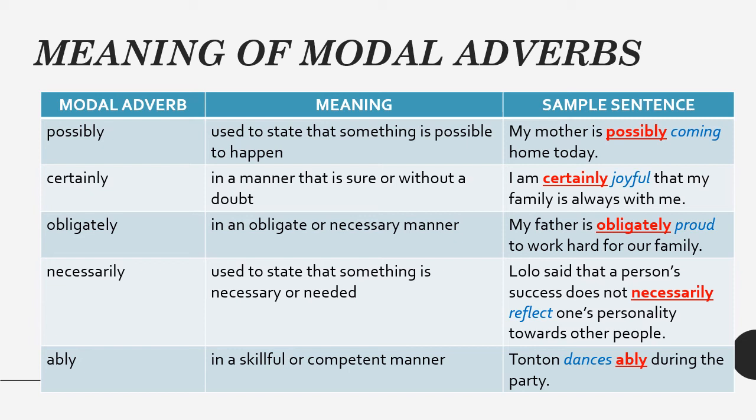In a sure manner. For example, I am certainly joyful that my family is always with me. So we have the modal adverb certainly pointing to the adjective joyful. Third, obligately, meaning in an obligate or necessary manner.